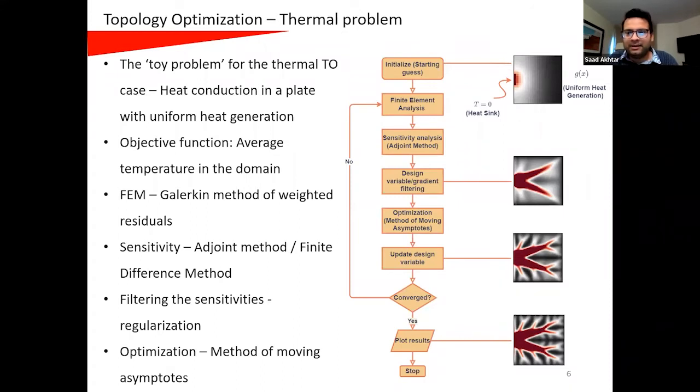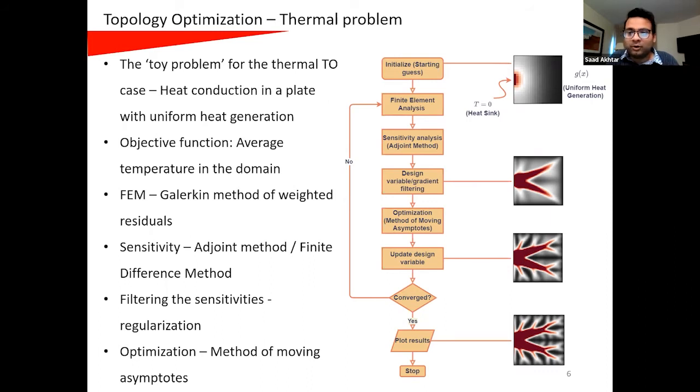And the plate can be composed of two materials. One is insulator and the other is conductor. And you're given a specific volume fraction of a conductor. Let's say 15% of the plate should be manufactured using a conductor. And that is your constraint. That is your constraint on the material.